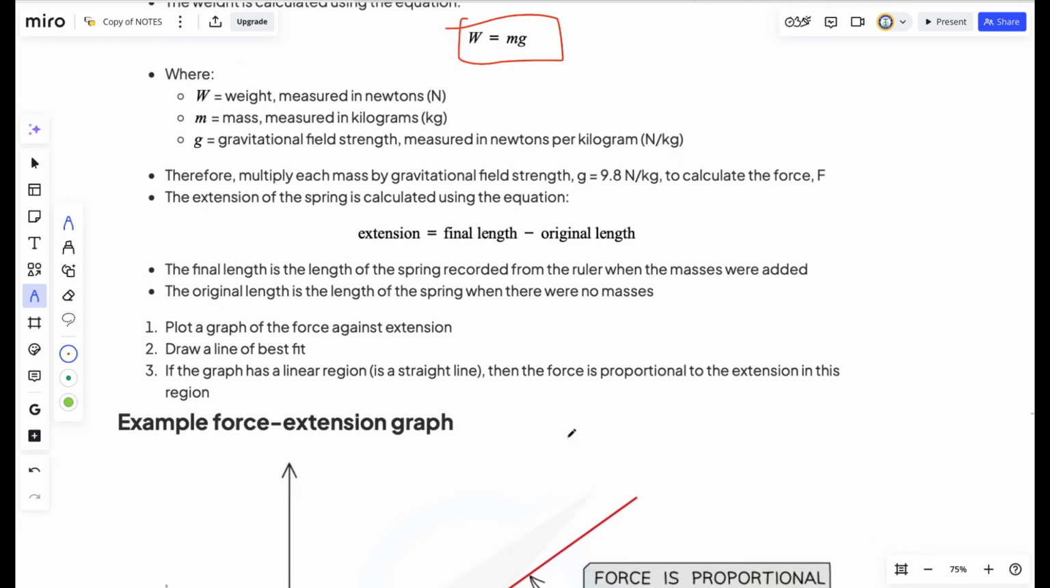Then, under the analysis also, you show how you calculate your extension. You say your extension is equals to final length minus original length. Extension is what? Final length minus original. You just show it in other result analysis. Even if you don't write all this story, but this one you see I'm circling, they're very important: the formula and how you calculate your extension.